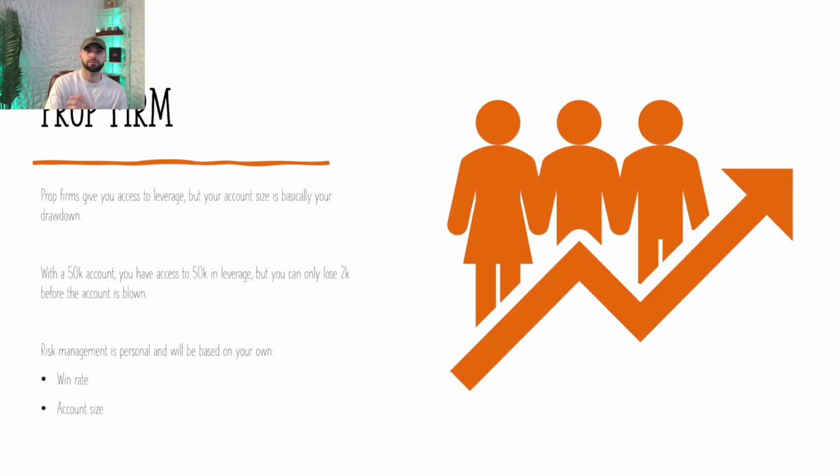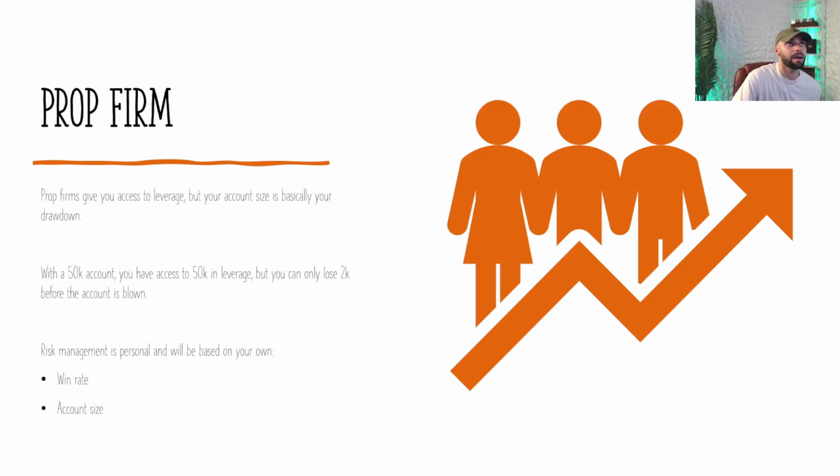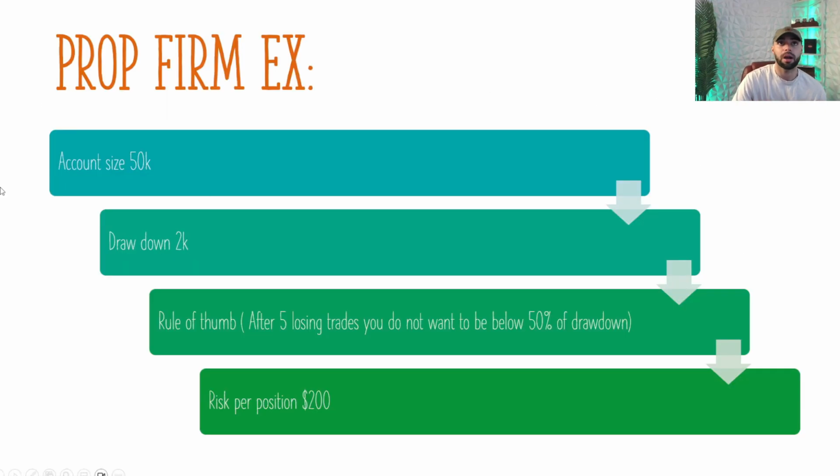So 2% per position. If you're in a prop firm account, general rule of thumb, I give people prop firm accounts. So prop firms, unfortunately, give you access to an insane amount of leverage. But your account size is basically your drawdown. So with a 50K account, you have access to 50K in leverage almost, depending on the prop firm. But you can lose only 2K before the account is blown. So you really only have $2,000. And if risk management is personal, it'll be dependent on your win rate and your account size. But a general rule of thumb here for your prop firm is account size is 50K, your drawdown is 2K. After losing 5 trades, you don't want to be below 50% of your drawdown, so you can only risk 200 per position there is what I would recommend for people to do.